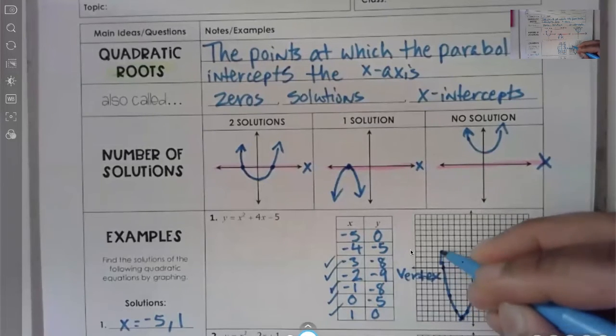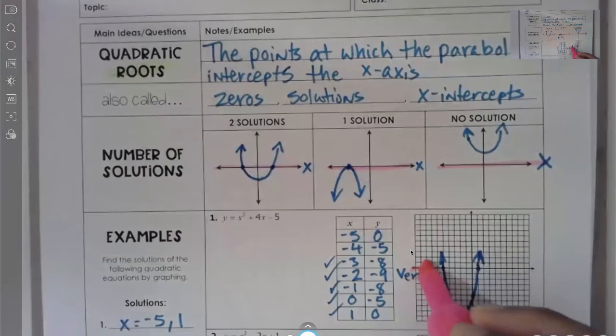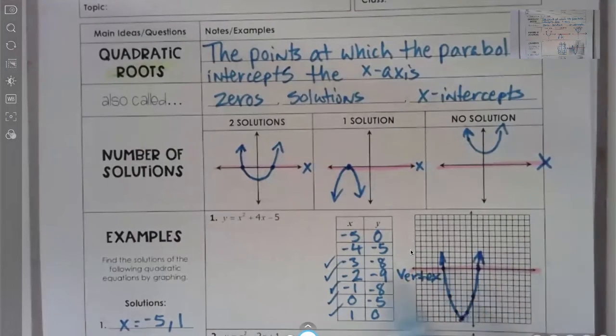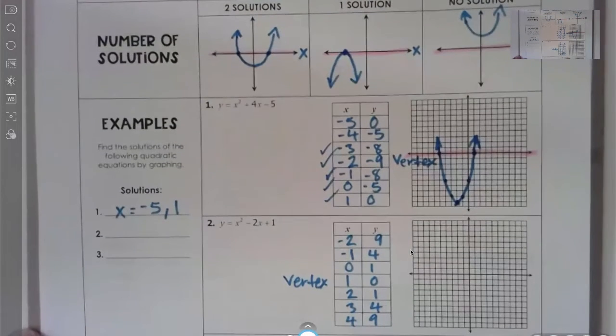And you'll notice that this parabola crosses my x-axis. Let me go ahead and highlight my x-axis here. It crosses it twice, all right? It crosses it at the -5, which is half of my answer, and it also crosses it at +1, the other half of my answer. So let's slide this up here.